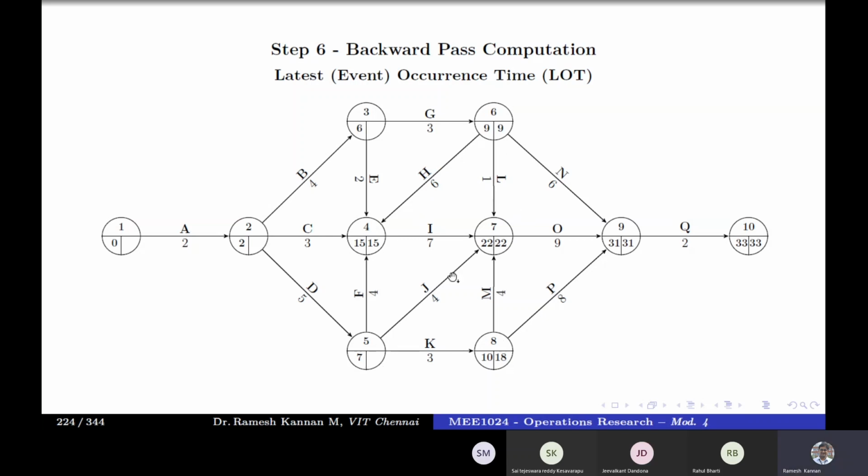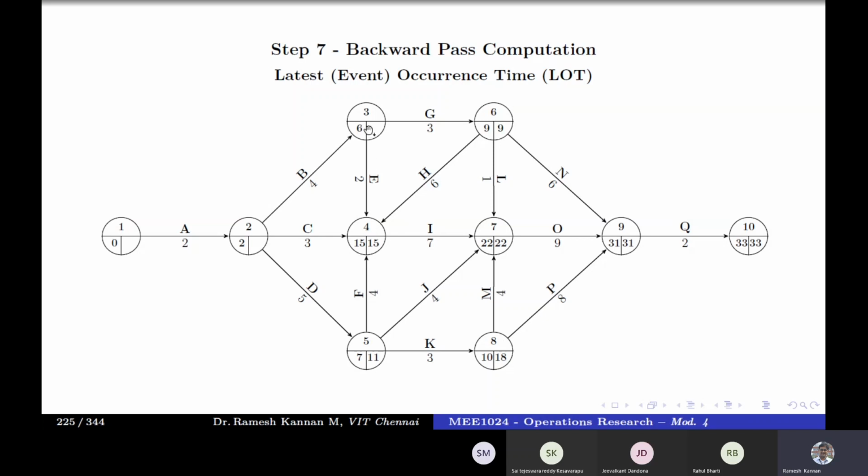5 has got two arrows projecting. 22 minus 4 or 18 minus 3. I think 18 minus, I'm sorry, it has got this arrow also projecting, F, J, and K. So 15 minus 4 is 11. So whichever is minimum, that will be the governing value of this thing.